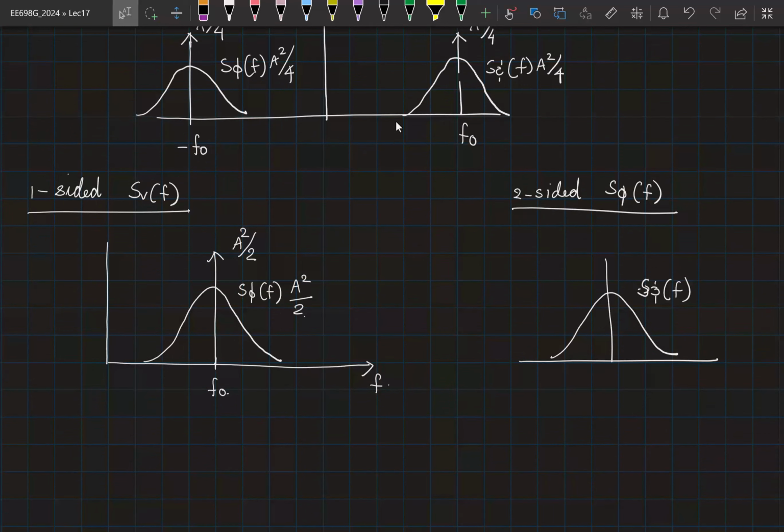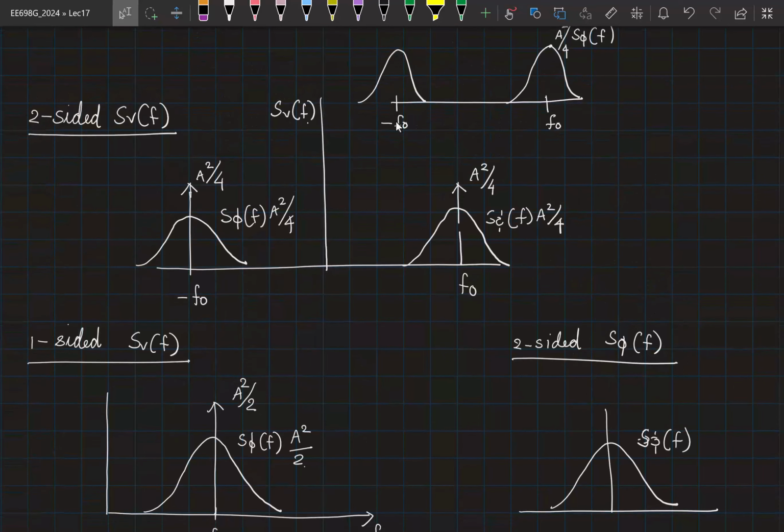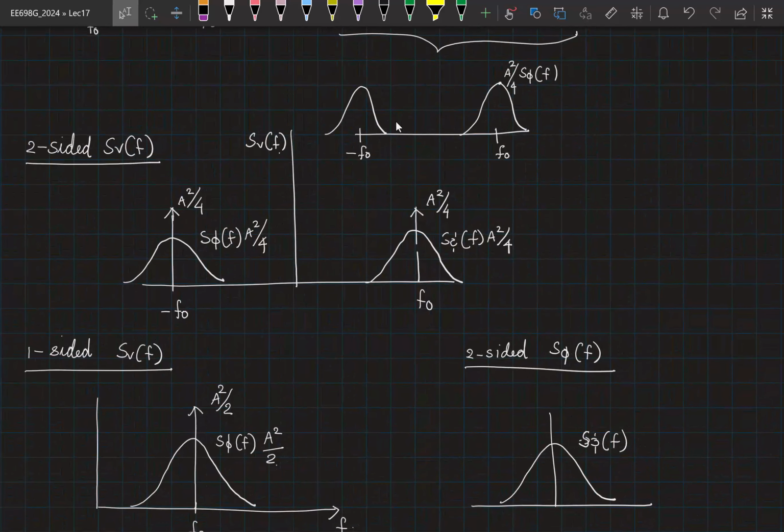So either of them, the result remains the same. You can either look at the two-sided PSD or the one-sided PSD of SV of f. All that you have to do is take S phi of f, scale it by the carrier amplitude, and then shift it to f naught. If you are looking at the two-sided PSD, that scaling factor is A square by 4. For the one-sided PSD, the scaling factor is A square by 2.